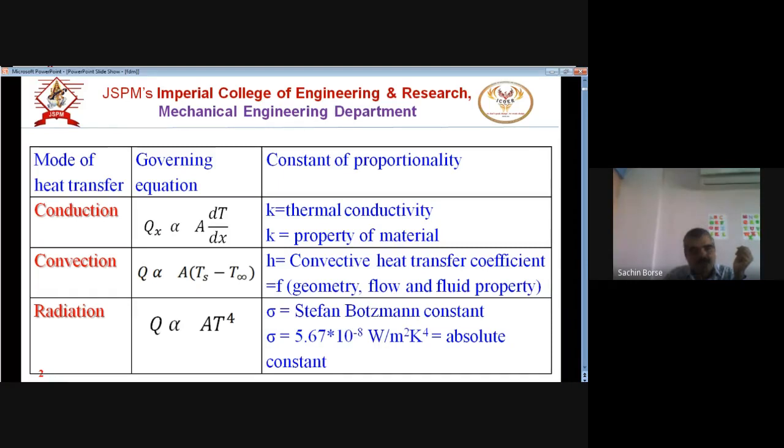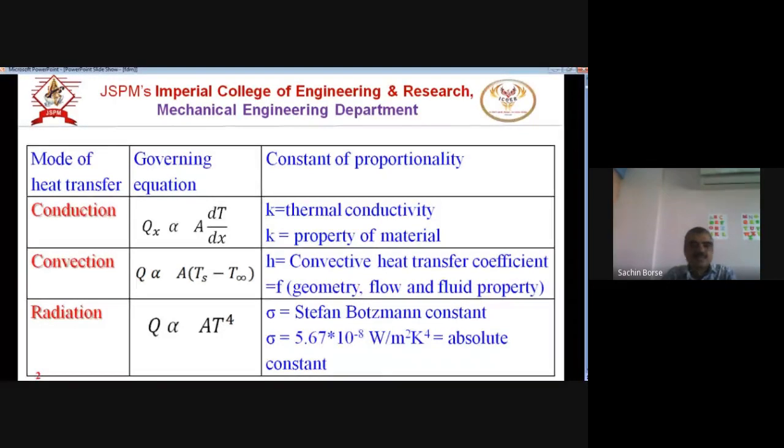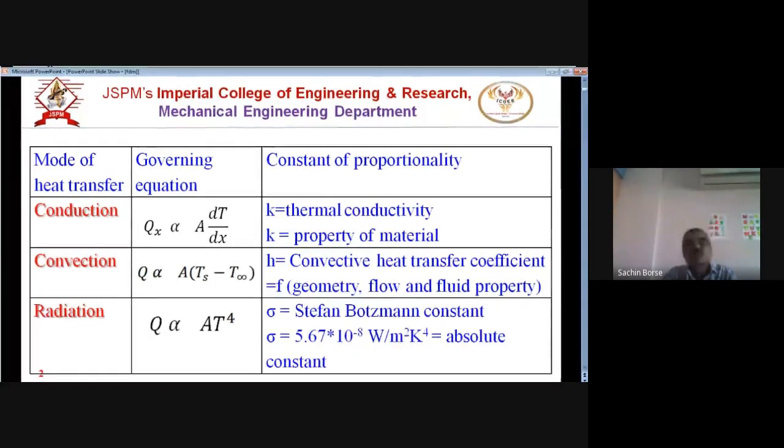Now we'll go to convection. In case of convection, the governing law is Newton's law of cooling. Newton's law of cooling tells us that heat transfer in convection is proportional to the area. You can see here the area, like the fluid is flowing over the plate. This plate has the temperature Ts, higher than the surrounding temperature T infinity.